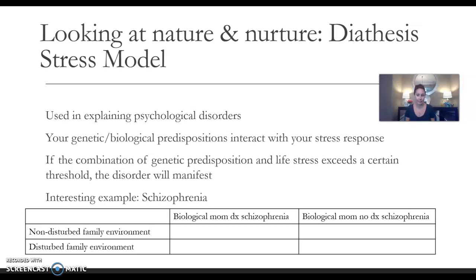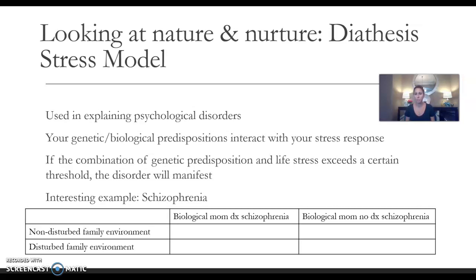It exists. So what they were trying to determine is, if these children have been adopted, so they're removed from that situation and they're not actively being raised by someone with schizophrenia, are they still more likely to develop schizophrenia later in life? And does that depend on whether they grew up in a disturbed family environment or in a non-disturbed family environment?